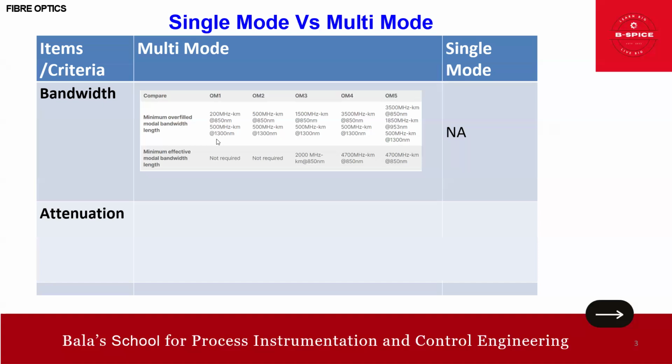When we talk about the minimum effective modal bandwidth length, OM1 and OM2 is not required. But here we have 2000 megahertz kilometer at 850 nanometer, and this is about 4700 at 850, and here 4700 at 850. Same. So this is about the bandwidth.